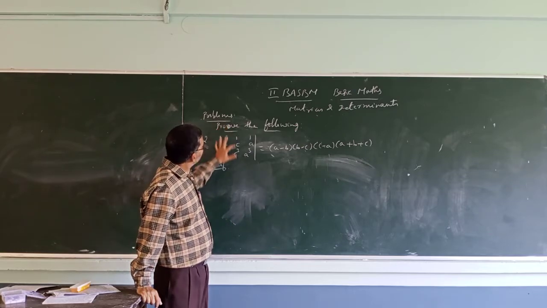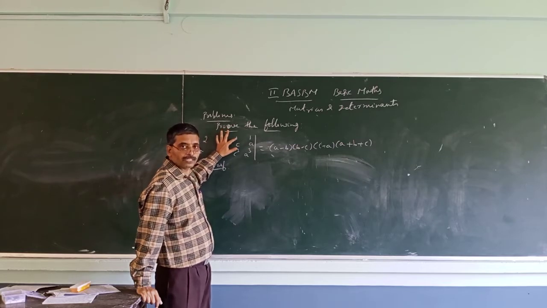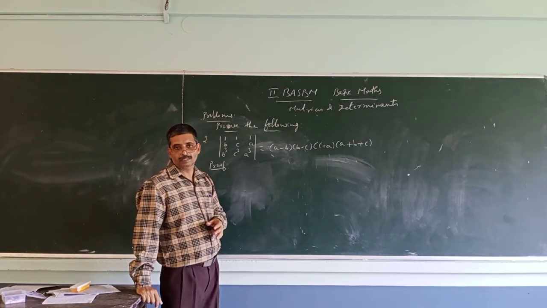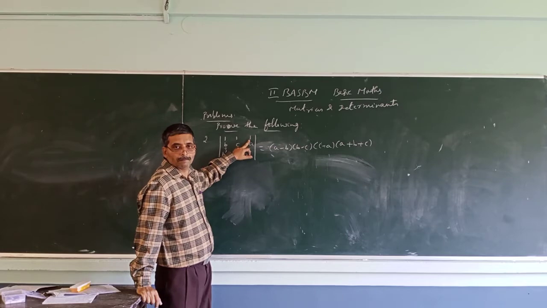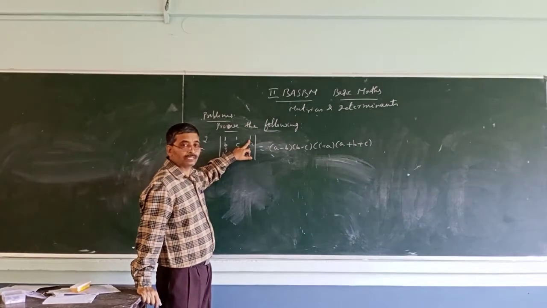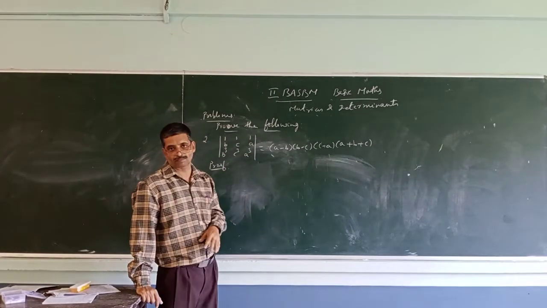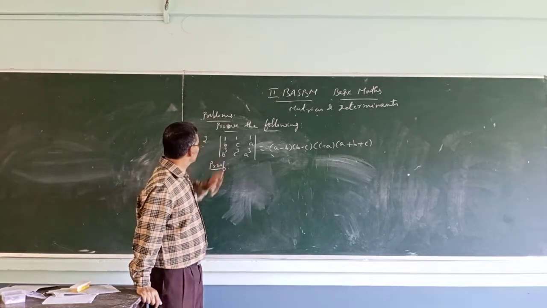So how to make them zero? This is column 2, this is column 1. So what we do: column 2 changes to column 2 minus column 1. So 1 minus 1 becomes 0, so that element is made 0. Similarly here, we make this element 0 by using column 3 as column 3 minus column 1. So 1 minus 1, again 0. So this is the procedure we have. So let us do it.